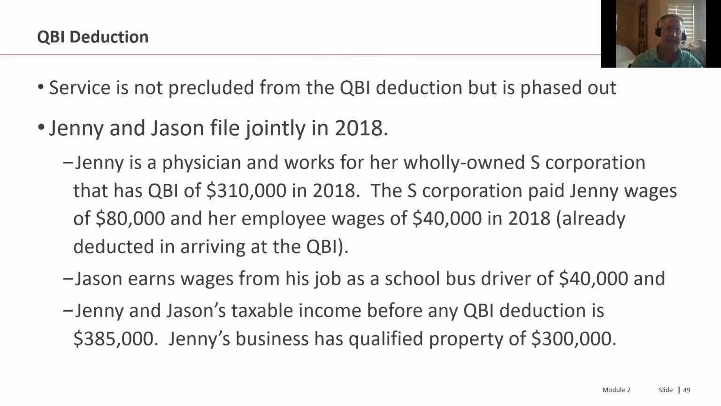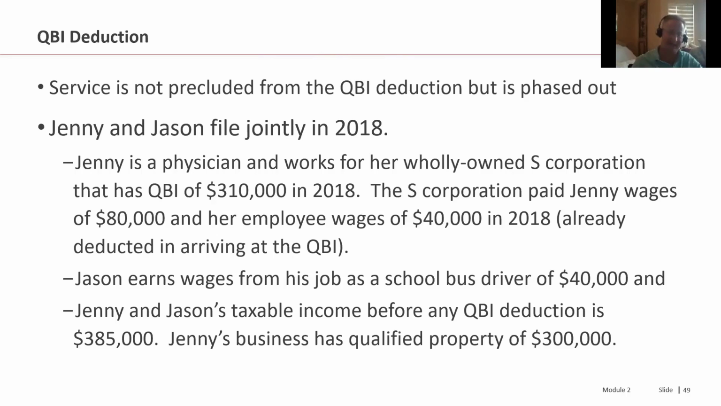So we got Jenny and Jason filing jointly in 2018. Jenny's a physician and works for her wholly owned S corporation. And that S corporation is going to spit out QBI of $310,000 to her in 2018. The S corporation pays her a wage of $80,000 and it pays her employee wages of $40,000. And all that's already deducted when we got to the $310,000, just so we're clear. Her husband Jason earns wages from his job as a school bus driver, and his wage is $40,000 a year.